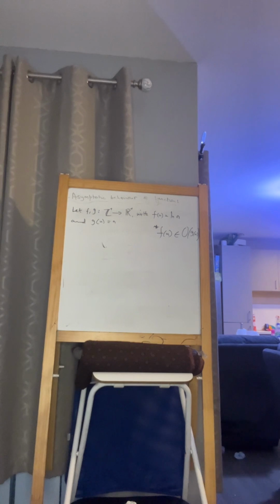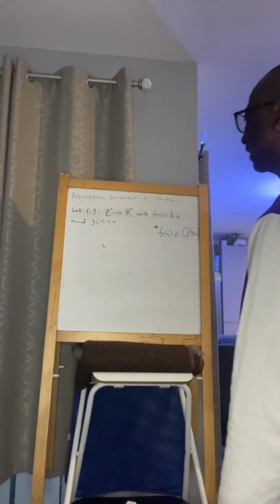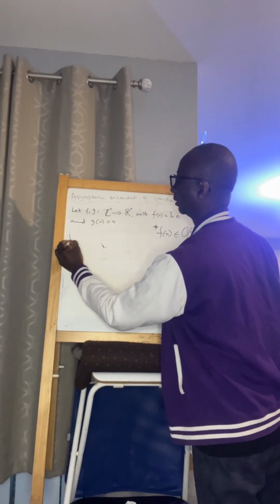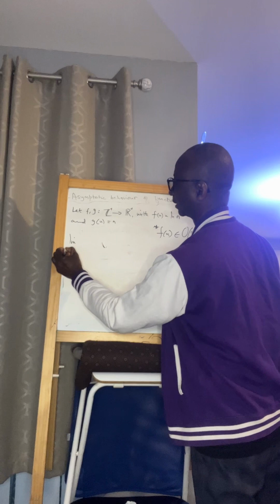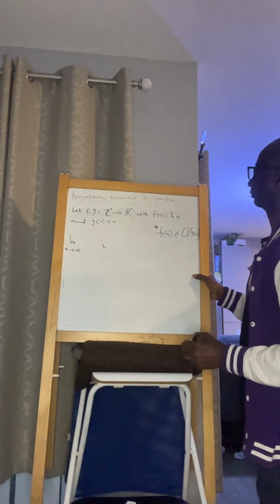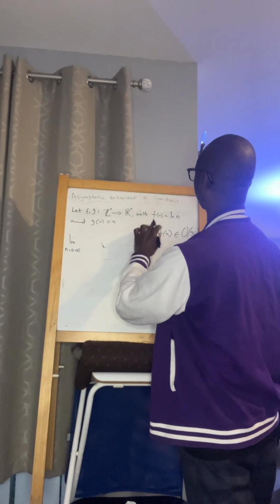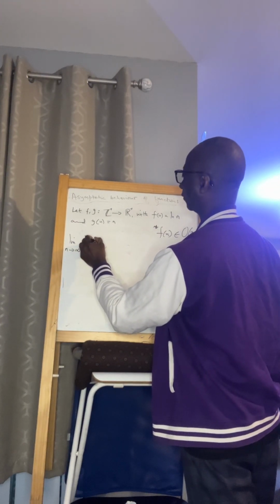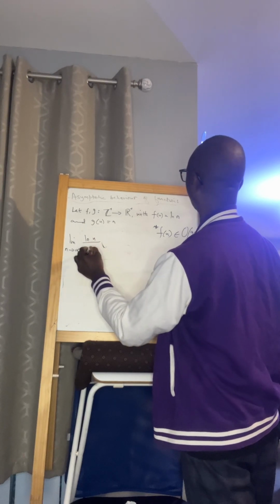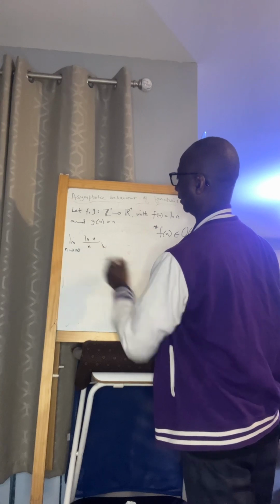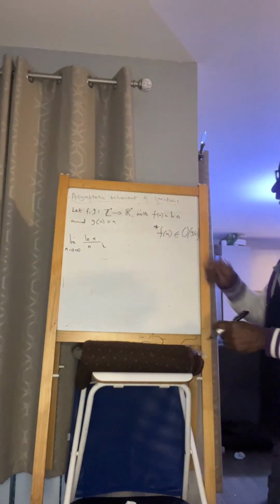F of n. Correct. So again, we take the limits as n tends to infinity of the function ln of n over n.